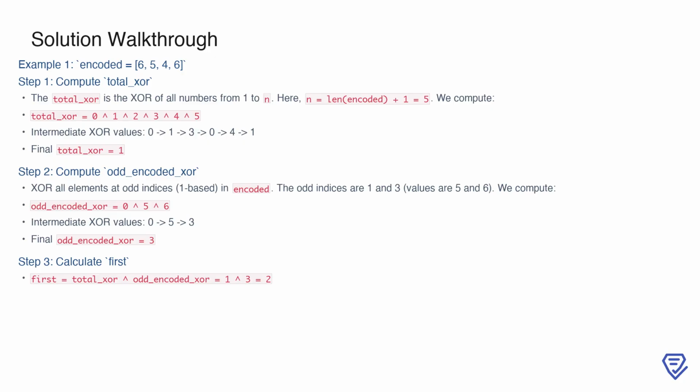Next, we compute the odd encoded XOR, which is the XOR of all elements at odd indices in the encoded array, using 1-based indexing. The values at these indices are 5 and 6. Starting with 0, we XOR it with 5, resulting in 5, and then XOR it with 6, resulting in 3. Thus, odd encoded XOR equals 3. Finally, we calculate the first element of the permutation using the formula first equals total XOR ^ odd encoded XOR. Substituting the values, first equals 1 ^ 3 equals 2.